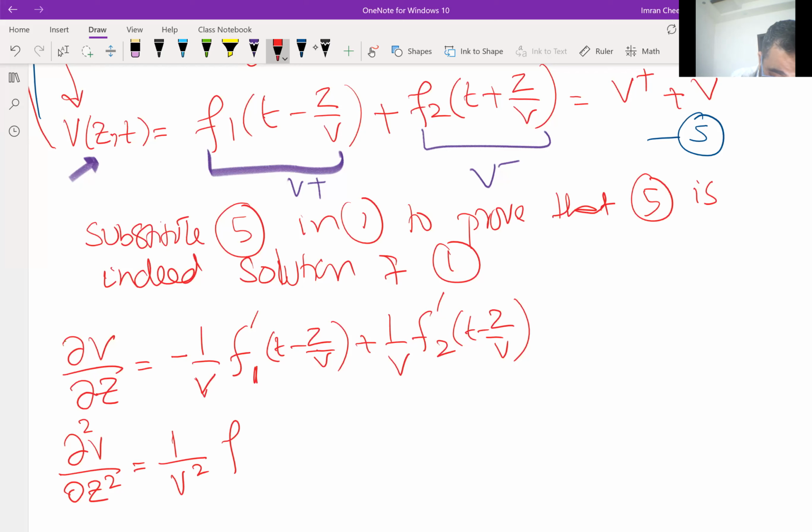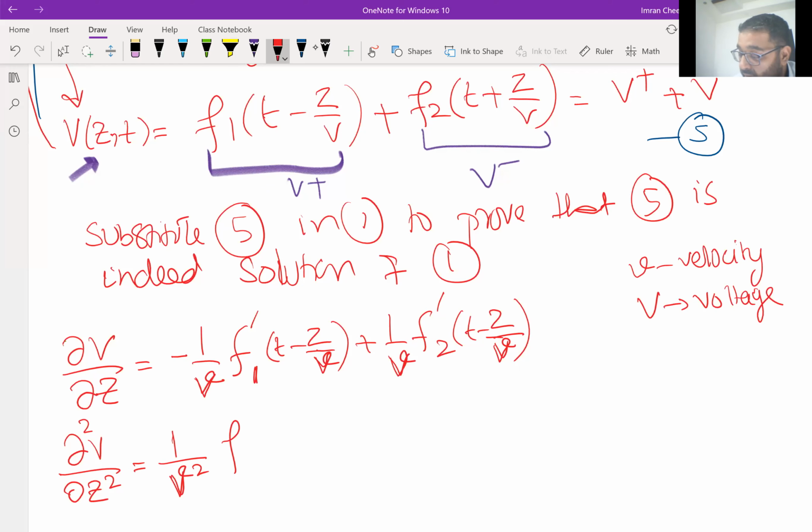With the velocity, I'm going to use the symbol v so that you are not confused with the voltage. This is the velocity, and this is the voltage.